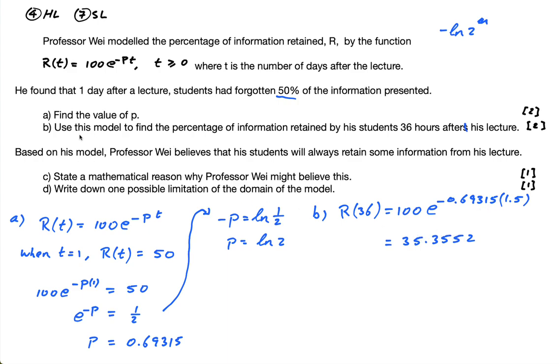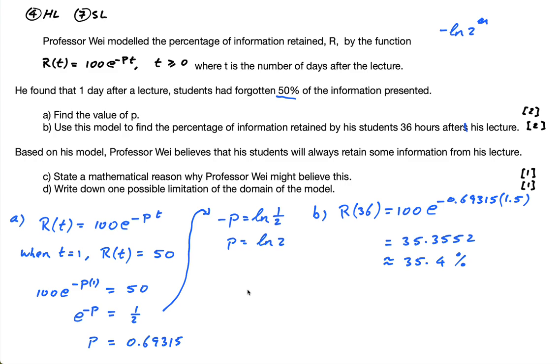Use the model to find the percentage of information retained. So this is the percentage of information retained. If you want to put it as 35.4%. So that's how much information they will have retained after 36 hours. So just be careful. It's not how much they've lost. This is how much they've retained. If they did ask how much had they lost, then it would obviously be 100 minus this.